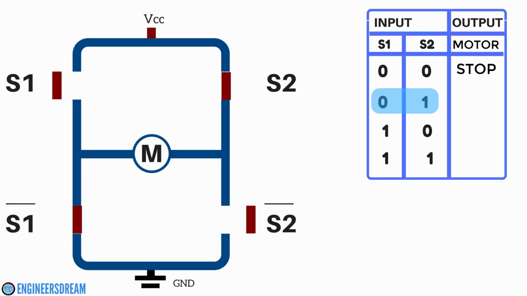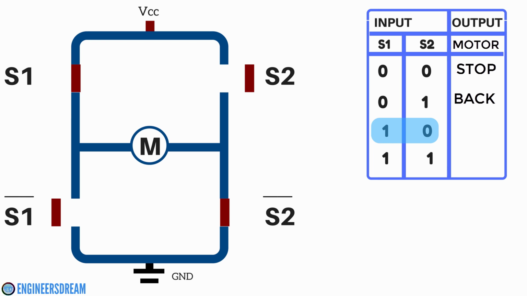Next, if we give an input of 0 1, that is S1 is 0 and S2 is 1, then S1 will be open, S2 will be closed. Similarly, S1 bar will be closed and S2 bar will be open. So, when we give a condition of 0 1 or low high, the current will flow from VCC to S2, then to the motors. From the motors it will go to the S1 bar, and from the S1 bar it will go to the ground. In this case our motors will move, but in the backward direction. So guys, at low high the DC motor will move backward.